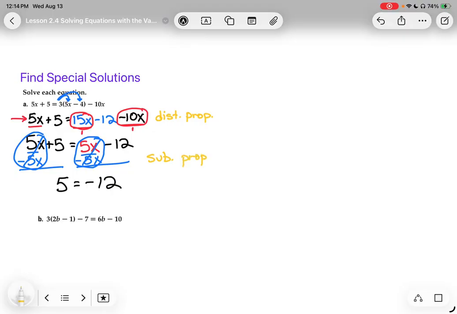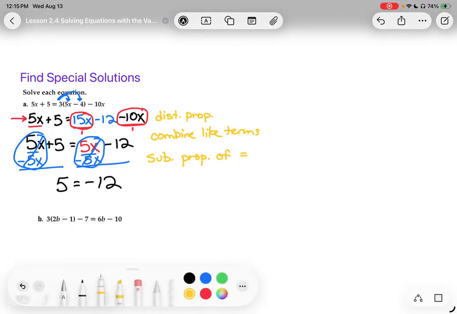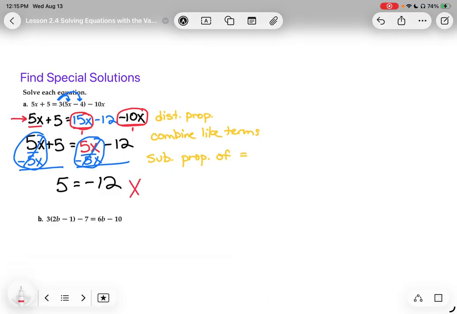Did we do something wrong? All we did was the distributive property, we combined like terms, and then we did the subtraction property. Did we mess up somewhere? The answer is no, we did not mess up. And this is why the title is Finding Special Solutions. This is what is so unusual about this equation. Just because the variables cancel out and we're left with no x's at all does not mean we did something wrong. It means this is a special solution. The thing we ended up with, 5 equals negative 12, is, to put it simply, not true. 5 does not equal negative 12.